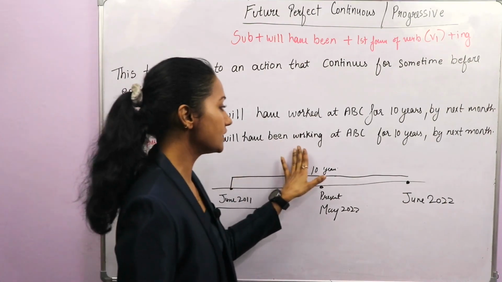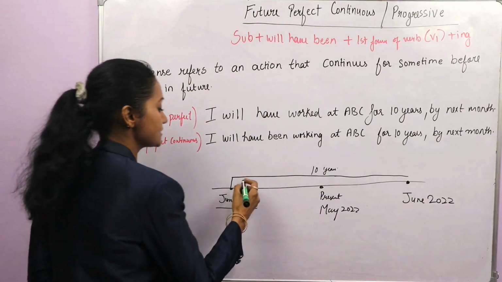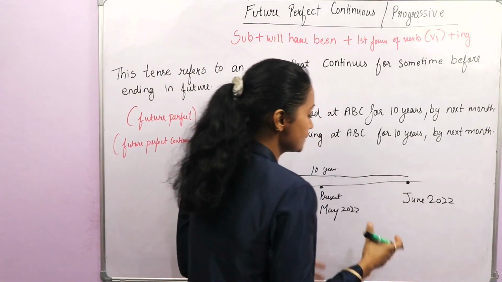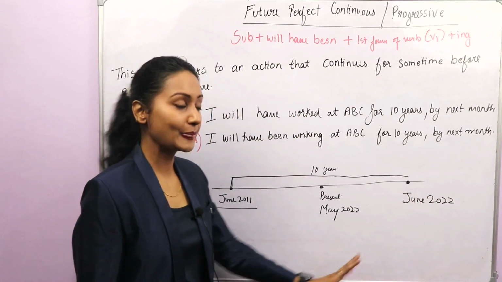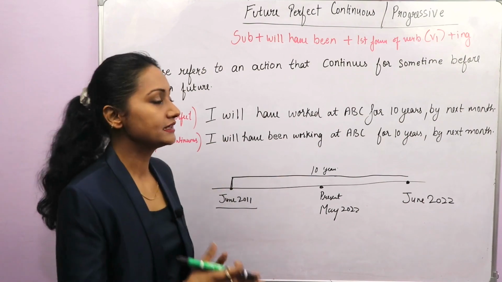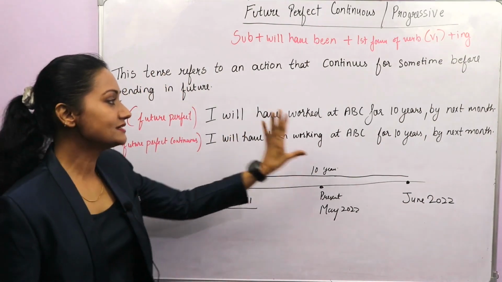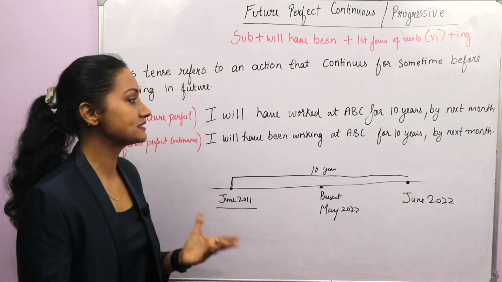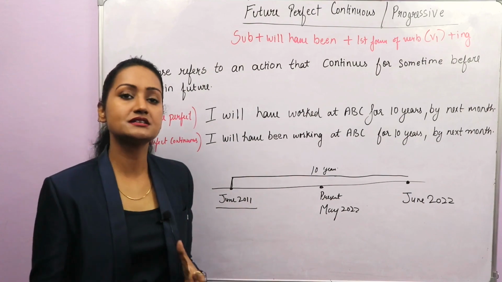I will have been working at ABC for 10 years by next month. This means that an action started in past, it continues for a duration of 10 years till a specific time in future. So this sentence and the second sentence, they both mean the same. In this situation, wherever there is a duration, you can frame a sentence in future perfect or future perfect continuous. It is your wish.